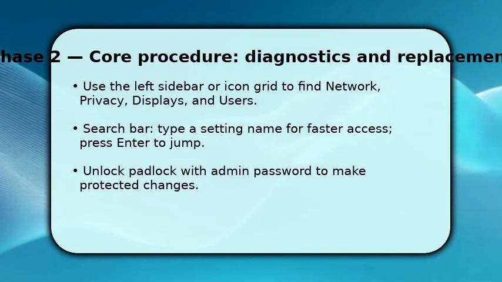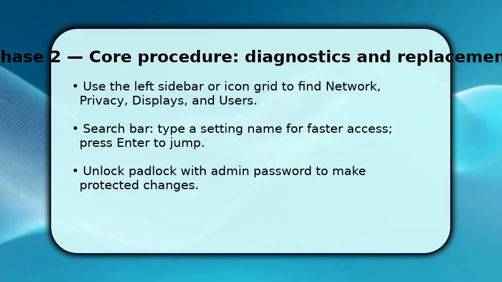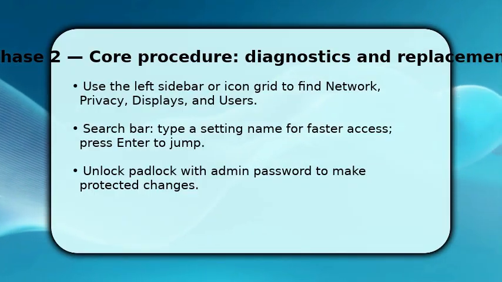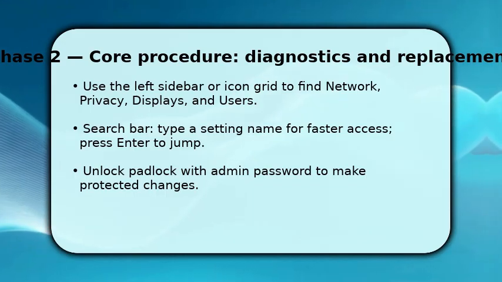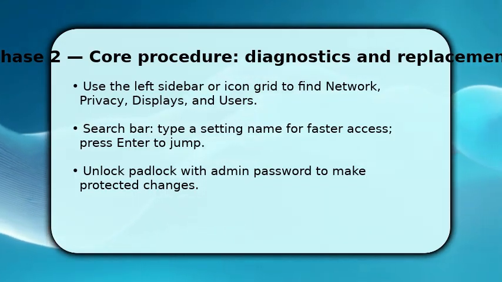Once the window is open, scan the left sidebar or the icon grid to locate the panel you need, for example, Network, Privacy, Displays, or Users and Groups. Use the search field at the top to jump directly to a particular setting. Type a keyword and press Enter to go there instantly.